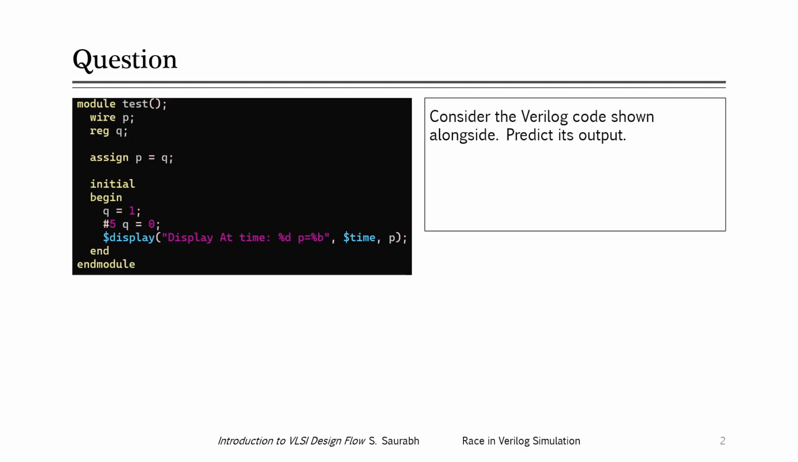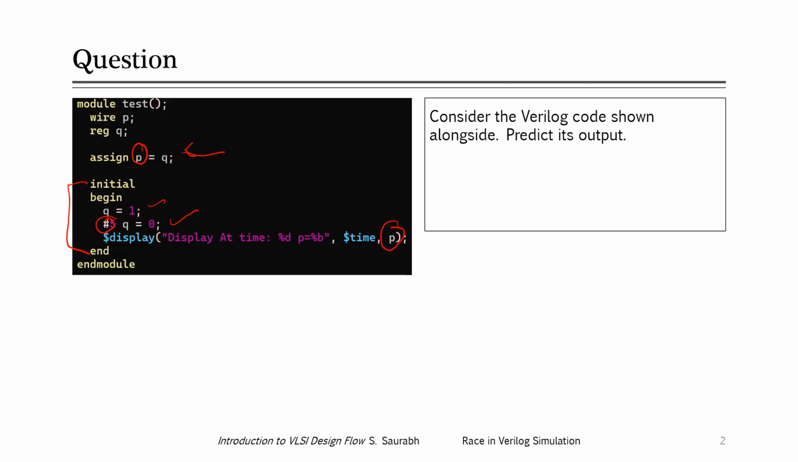In this question, this Verilog code was given and it was asked that we should predict the output of this code. So in this code, we see that there is a wire P which is assigned the value of the register Q, right? And there is an initial block in which Q is assigned 1, and then after 5 time unit delay, Q is assigned a value of 0, and then we display the value of P, right?